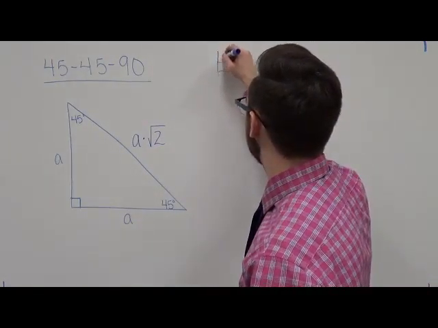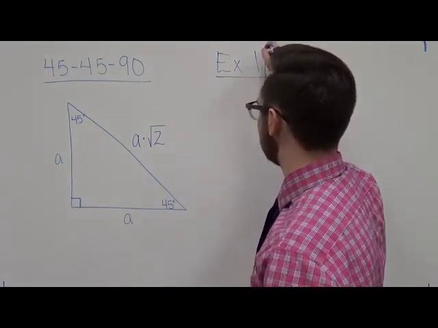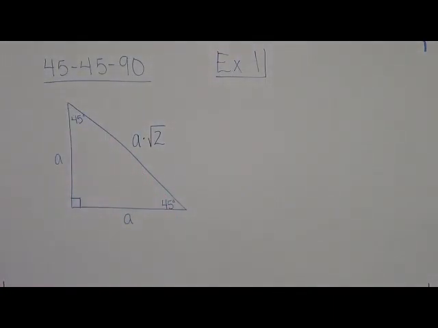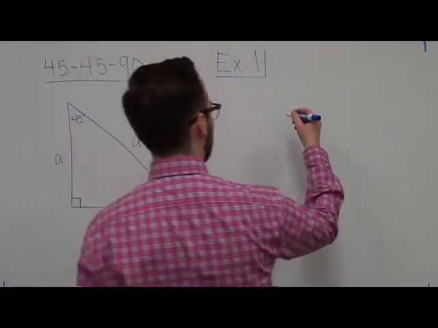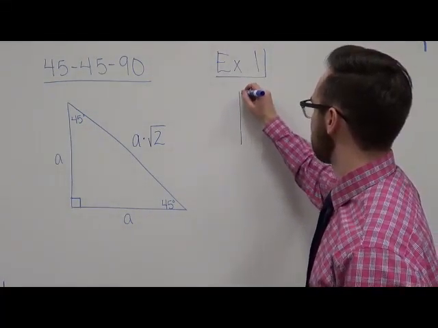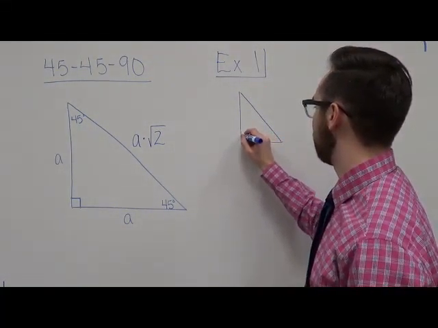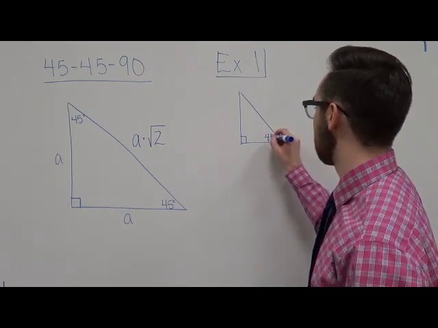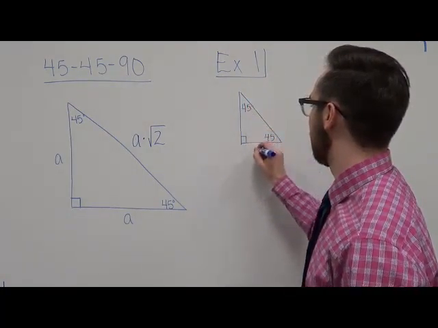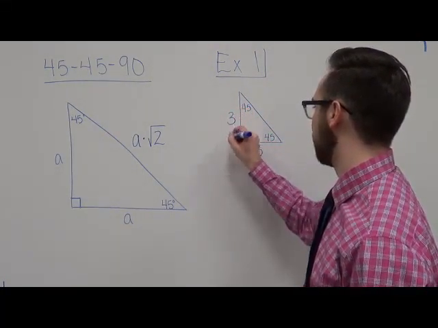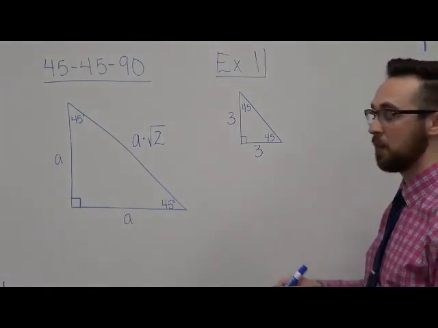Here's your first example. If I have a 45, 45, 90, I'm not going to draw it very big, and I tell you the leg is 3, each of the legs are 3, I want to know what the hypotenuse is.